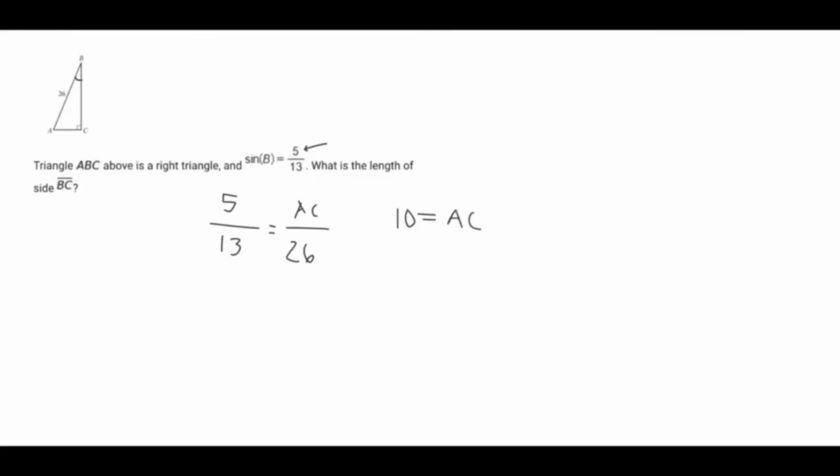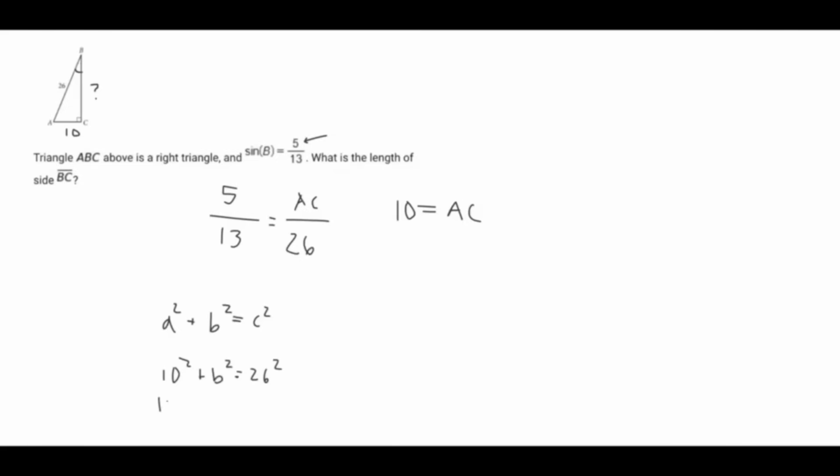So there we go. So we know that AC is 10, and now we want to find the side length of BC. So we don't know what BC is, but guess what? It's a right triangle, and so we can use the Pythagorean theorem. So the Pythagorean theorem is a squared plus b squared equals c squared, right? It doesn't really matter, I guess I'll call AC the a value. So we have 10 squared plus b squared equals 26 squared.